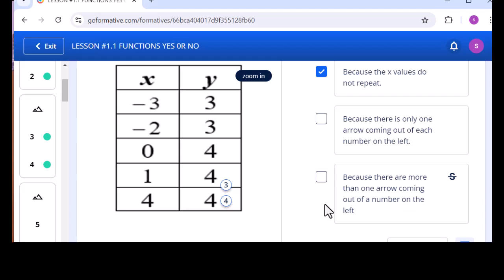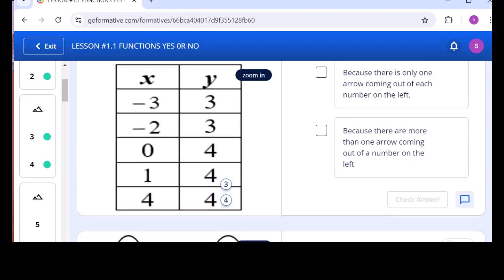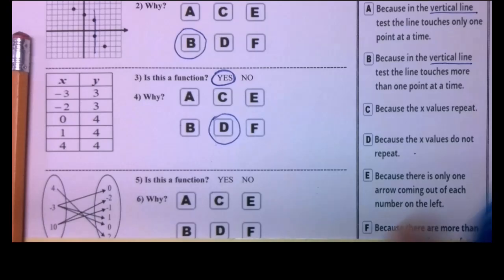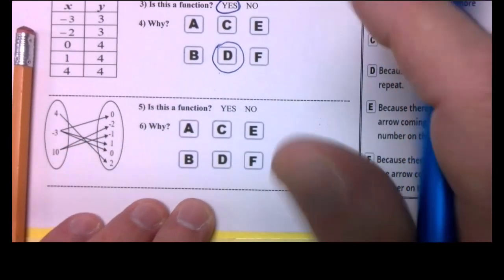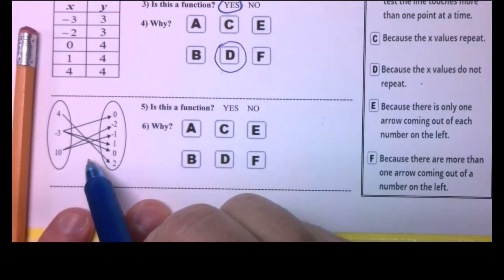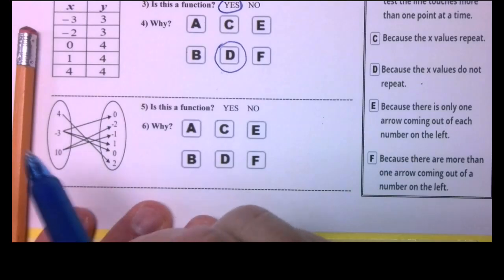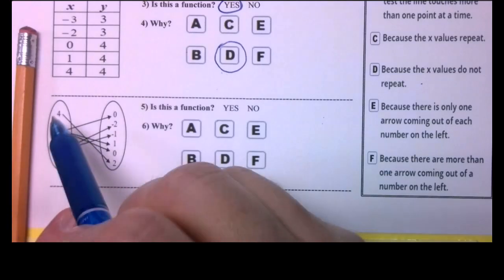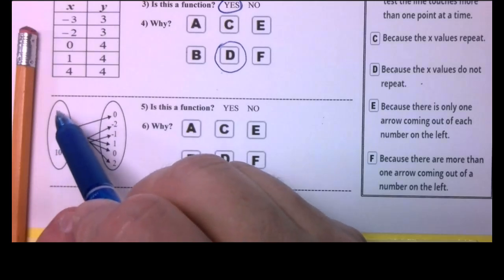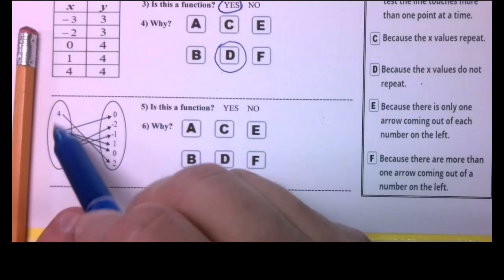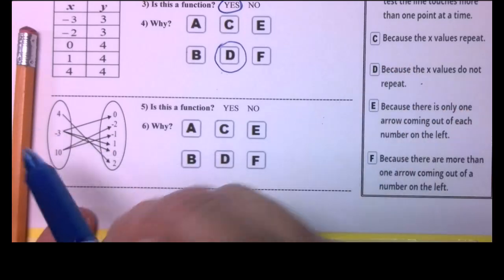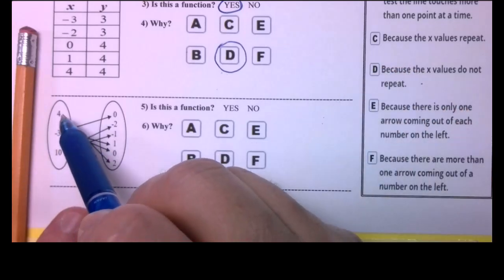So Go Formative can be very powerful to help you understand and know where you need to ask questions or try to revisit the problem. All right, let's go back to the paper. So the next problem is, is this a function? Now this is a diagram. A diagram has two conditions. The x value cannot repeat, and if you notice, the x value is not repeating. And the second condition is that there needs to be only one arrow from left to right.